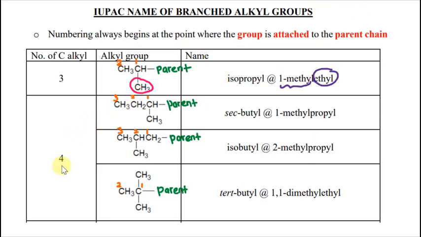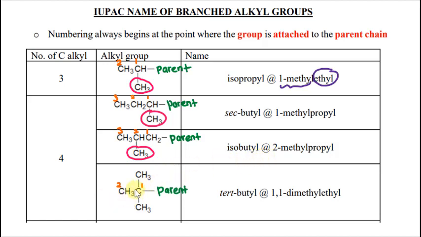For the 4-carbon branch alkyl group, if the longest carbon chain of the alkyl group is 3 and then it got one substituent, right, which is the methyl group attached to the first carbon, the name of this structure is 1-methylpropyl or sec-butyl. Another one, if the methyl is placed on the second carbon, the name will become 2-methylpropyl or isobutyl.